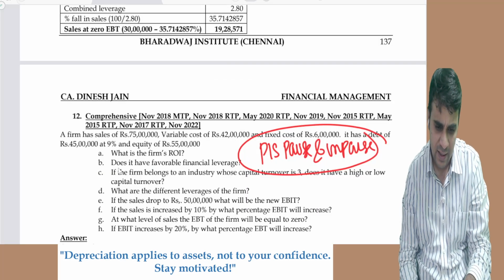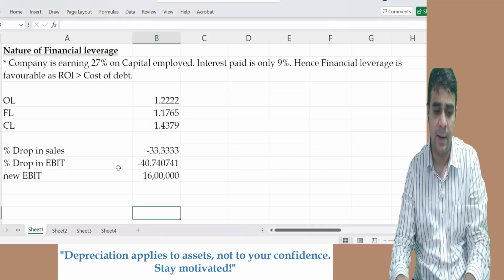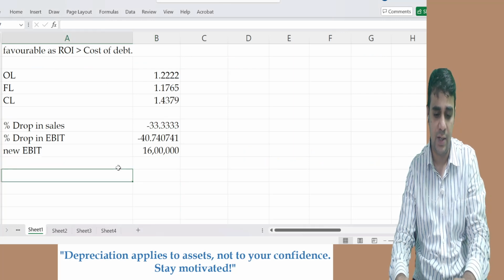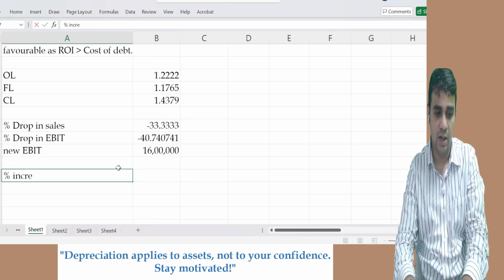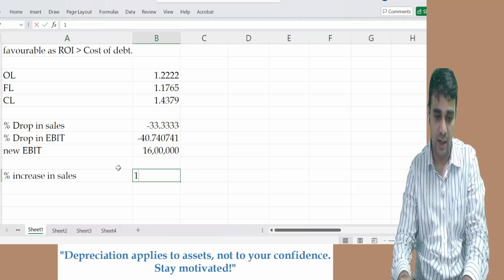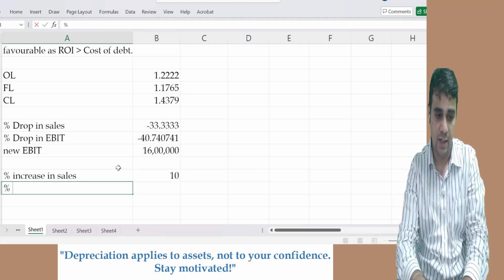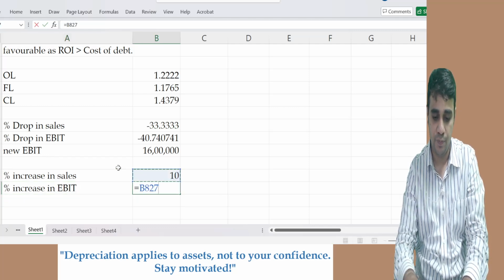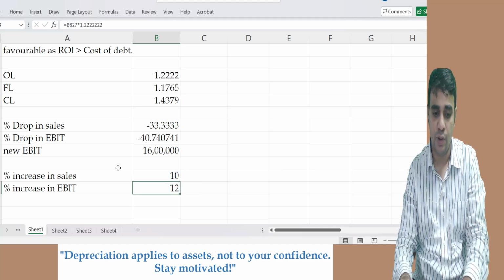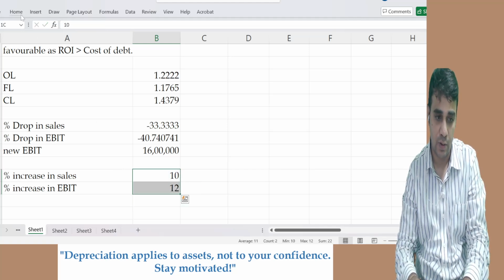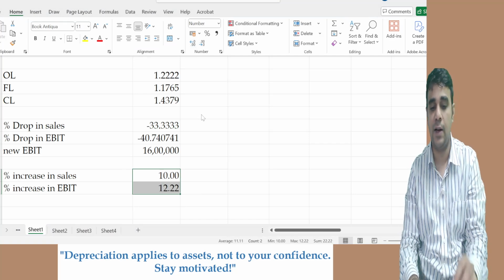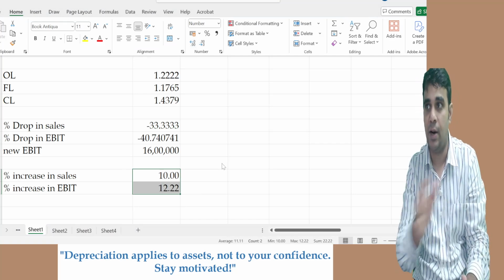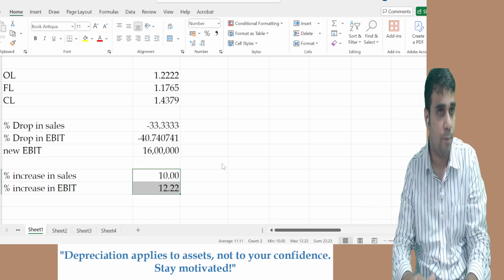Then they are saying sales is increasing by 10%. So percentage increase in sales is 10 and percentage increase in EBIT is 10 into 1.2222, it is 12.22%. They have not asked for the number, so 2 decimals is fine. If they ask the number, I'll do 12.2222 so that I get the proper answer.